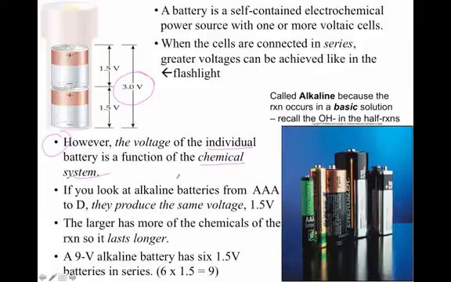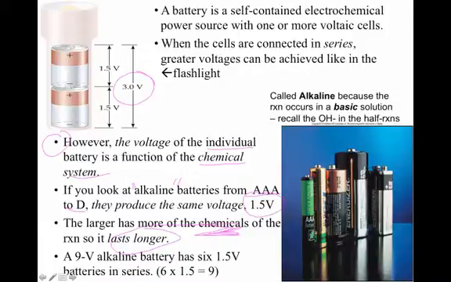And so if you look at all what's called alkaline batteries, so that's the kind of chemical system, from a AAA all the way to the big fat D, they're the same voltage. So I want you to know this. And the larger has more chemicals. It has more concentration of the chemicals of the reaction, so she lasts longer. So a D will last longer than a AAA, but the voltage, the push of electrons, is the same.